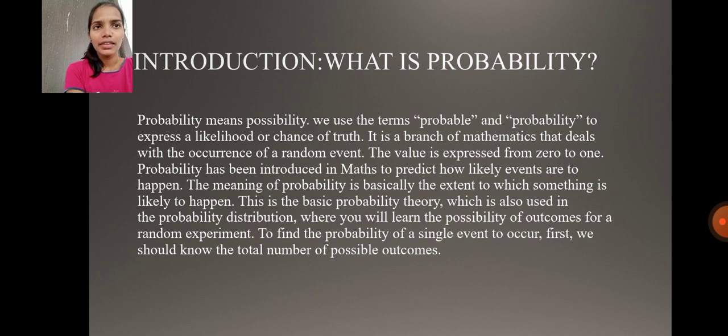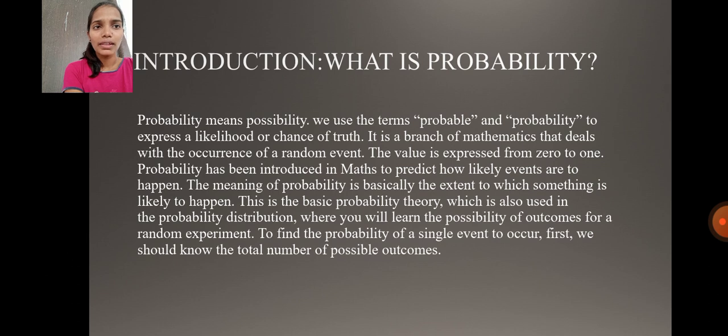Coming to the introduction, first of all, what is probability? Probability means possibility. We use the terms probable and probability to express a likelihood or chance of truth. It is a branch of mathematics that deals with the occurrence of a random event. The value is expressed from 0 to 1. Probability has been introduced in maths to predict how likely events are to happen. The meaning of probability is basically the extent to which something is likely to happen.